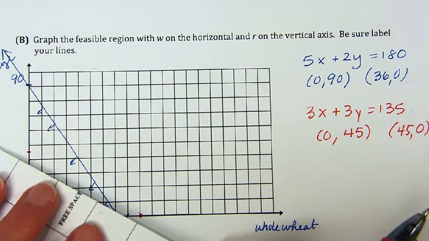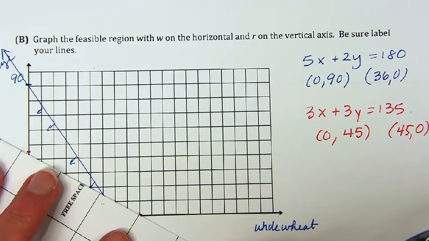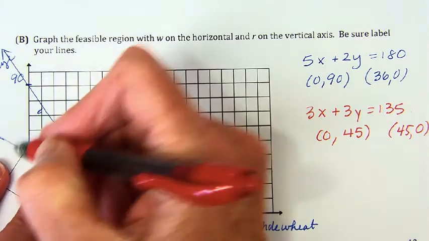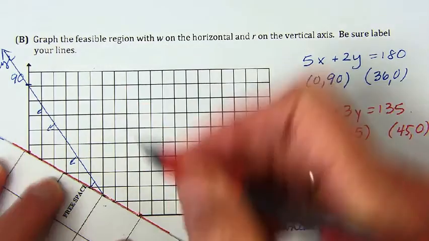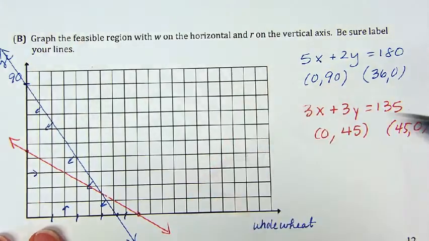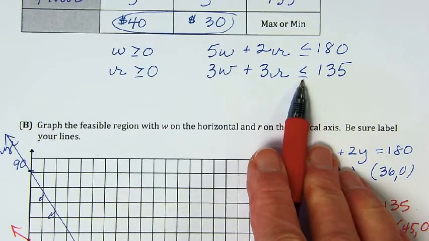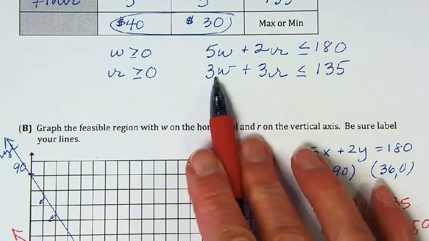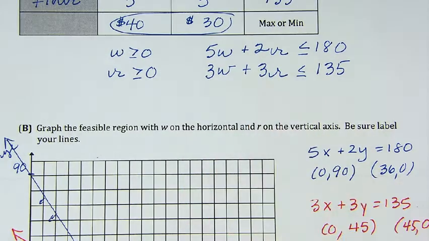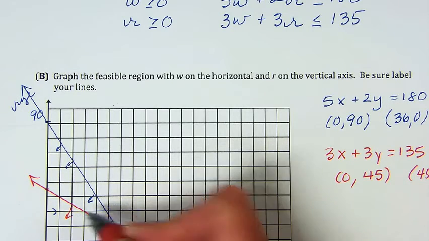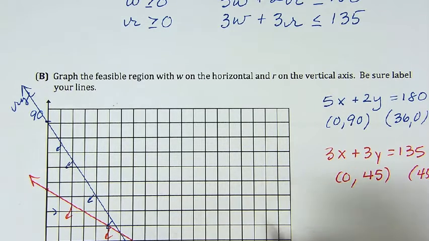And let's make that line, and that looks pretty good. And again, this was less than or equal to, so if I plug in 0, 0 plus 0 is 0, 0 is less than or equal to 135, that shading would also go toward where the origin is.